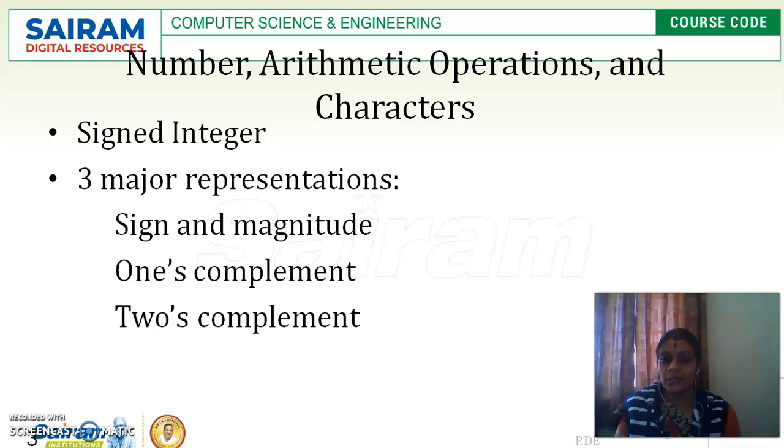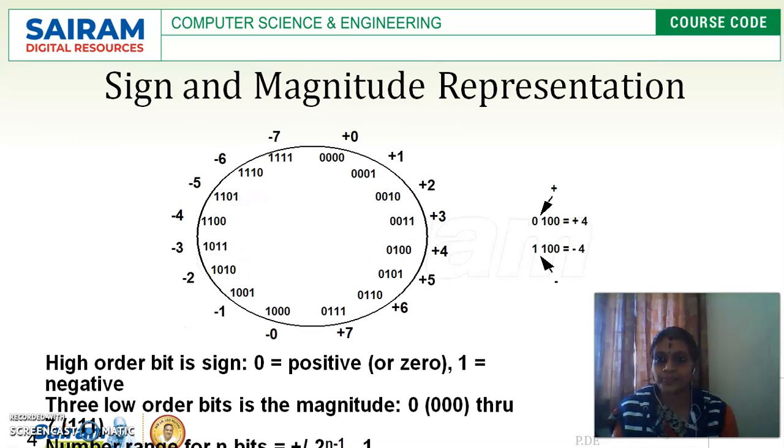For all the operations, it can be a signed integer, a positive number or a negative number, right? Here we have three different types of representations. The very first is sign and magnitude representation, the second is ones complement representation, and then the twos complement representation. These are the different number representations available.